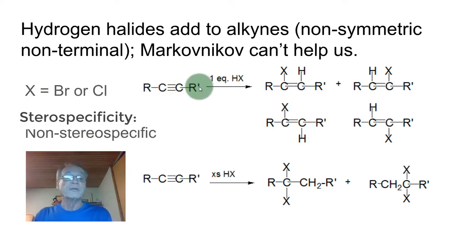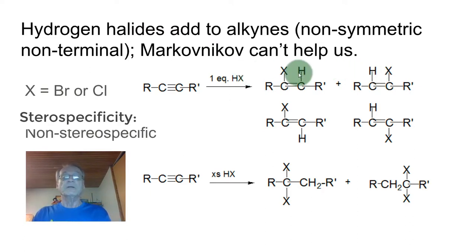Well, now we have a mess because the hydrogen and halogen can add this way or this way. So this carbon can get the hydrogen and that one can get the halogen, or this one can get the hydrogen and this one can get the halogen. In other words, Markovnikov can't help us in this case. And that's the same thing with alkenes. We'll review that here in just a minute as well.